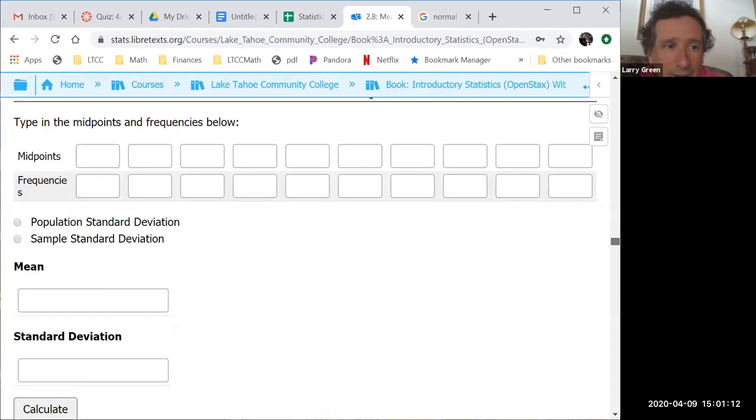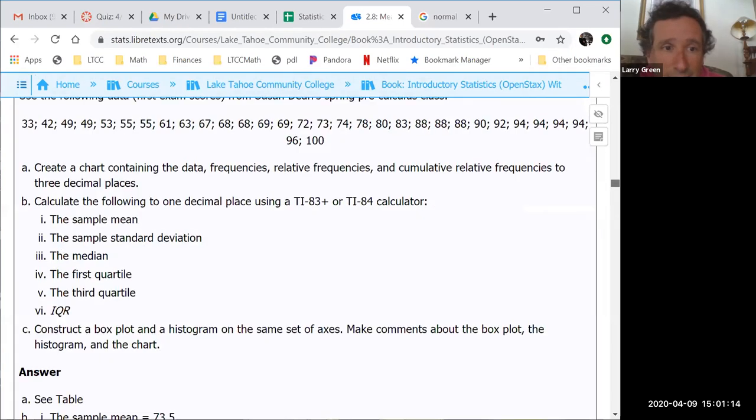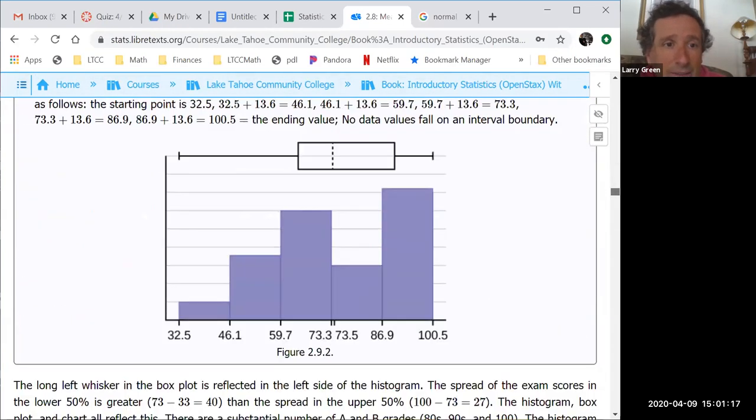Then I scrolled down pretty far, actually. Where is it in there? I think that was not quite that. Maybe it's not that.